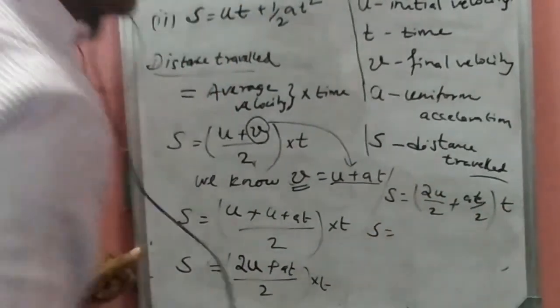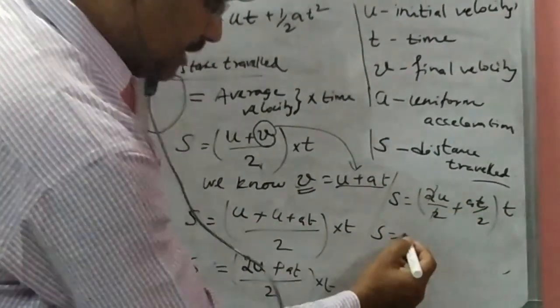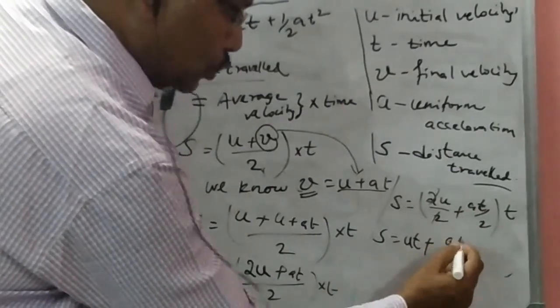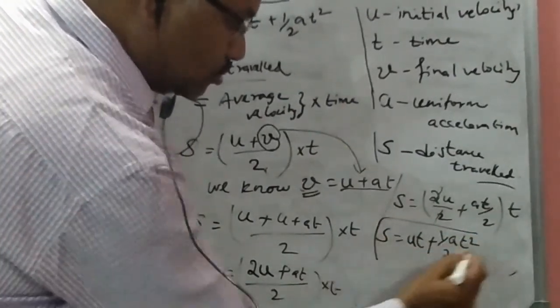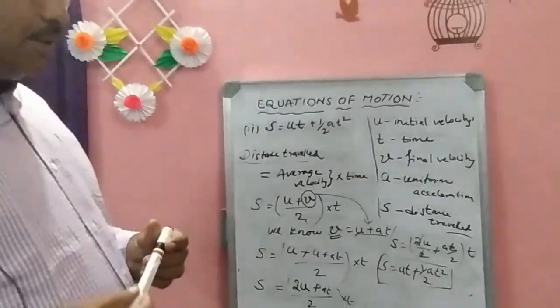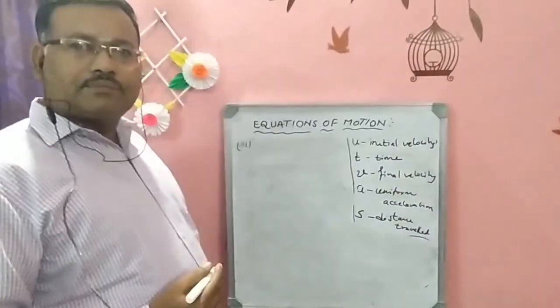s is equal to 2 by 2, it is cancelled. If t is taken inside, u into t, ut, plus at into t, at square by 2. By 2 can be written as half. So s is equal to ut plus half at square. The second equation also we have derived by simple mathematics. Then we will go to the third equation.